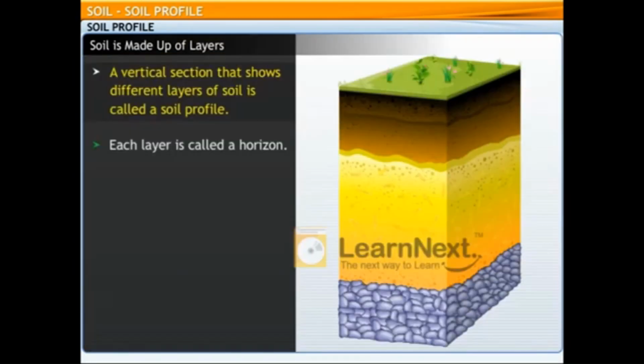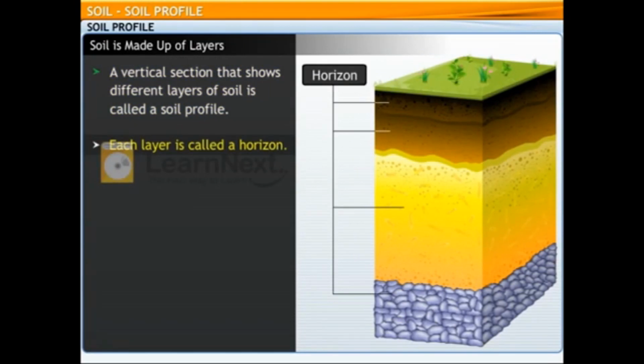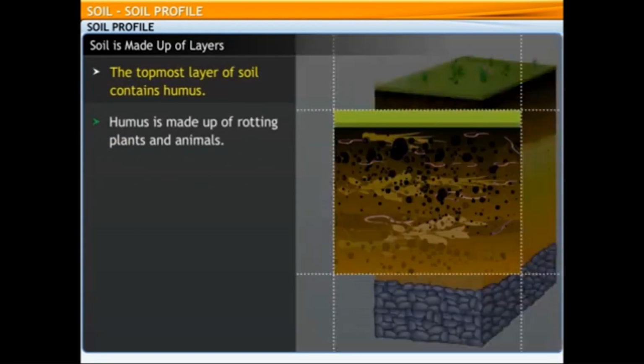A vertical section that shows different layers of soil is called a soil profile. Each layer is called a horizon. Look at this soil profile. You will observe that the topmost layer is dark in color and contains the remains of dead plants and animals. This rotting matter is called humus.